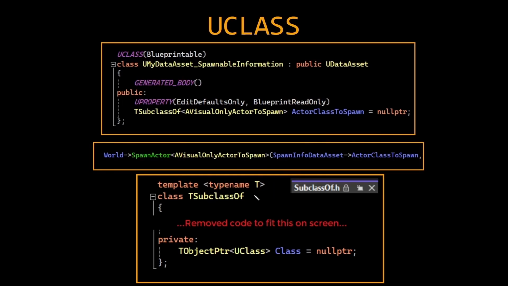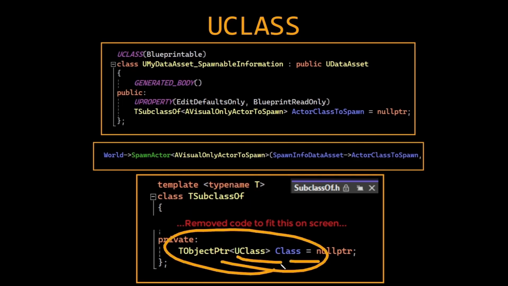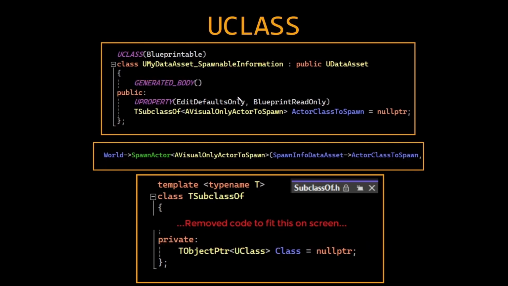And the reason this seems to work, if you look deeper into it, under the hood, is that it's the same thing as just providing a UClass. TSubclassOf has a property called Class, which is of type UClass. And so these are some examples of reflection being used in regular gameplay as far as the engine is concerned.